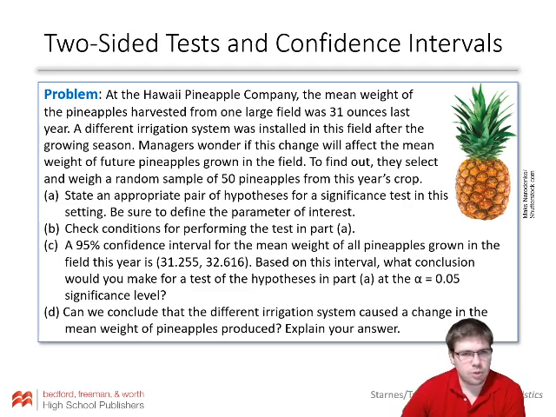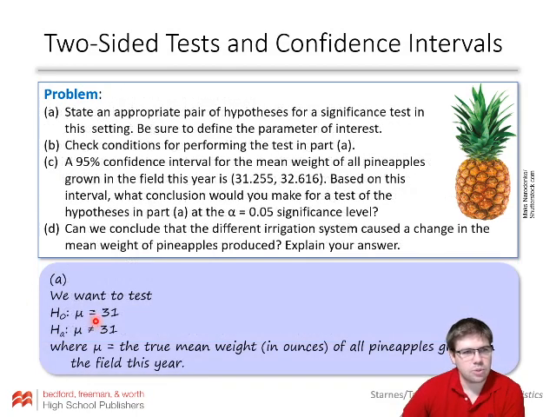First one, we want to test that mu equals 31 versus mu is not equal to 31. Is it different based on changing the irrigation system, where mu is the true mean weight in ounces of all pineapples grown in the field this year after the change?